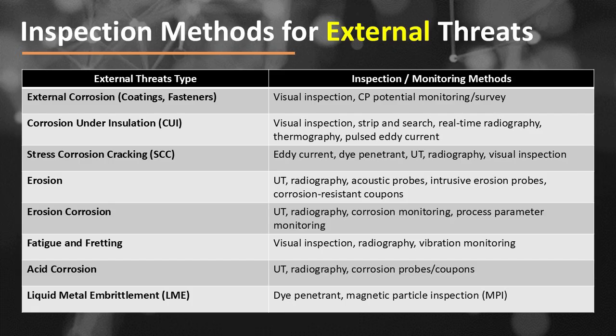If the external threat type is fatigue and fretting, then the inspection or monitoring methods that can be used are visual inspection, radiography, and vibration monitoring. If the external threat type is acid corrosion, then the inspection or monitoring methods that can be used are UT, radiography, corrosion probes, or corrosion coupons.